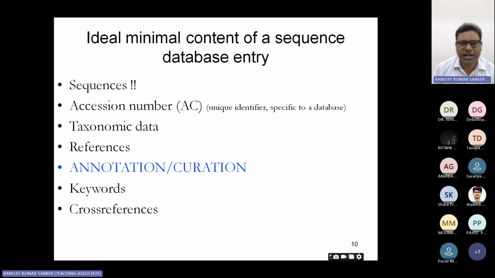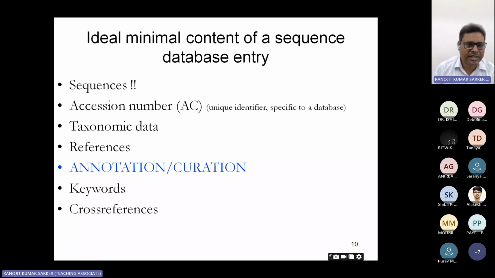Then the taxonomic data is also important. You know that when you are doing some research, narrow spectrum and broad spectrum play a critical role in your research. Okay, so that's why taxonomic data can be crucial for you. Then the references are also an important part. You can understand the quality of the data from the reference sections. Then annotation and curation is one of the most important parts.